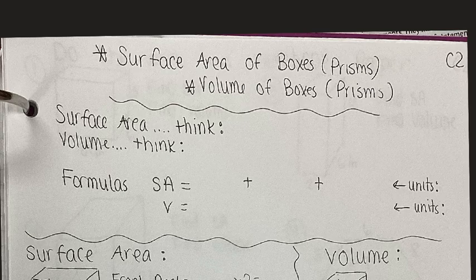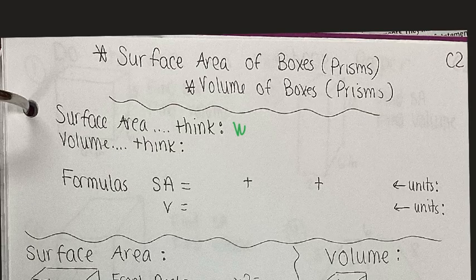Today's topic is surface area and volume of prisms. Shorthand would be a box. Looks like a three-dimensional box. So when I say surface area, what does that make you think of? When I say volume, what does that make you think of? Well, I'm kind of hoping when I say surface area, you think of the area of all of the surface. Well, that sounds silly, doesn't it? The area of all the surfaces.